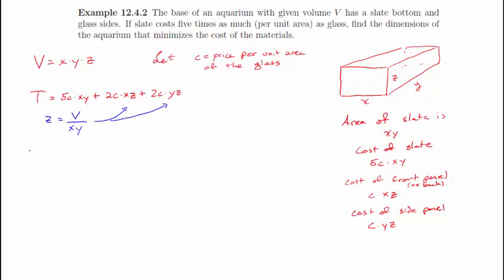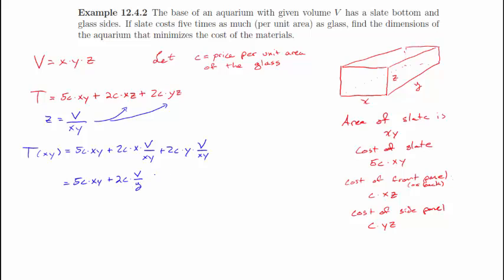So I can plug this in for z into my cost function to get t as a function of just x and y, equaling 5c times xy plus 2c times x times v over xy plus 2c times y times v over xy. This simplifies down. 5c times xy plus 2c times v over y.